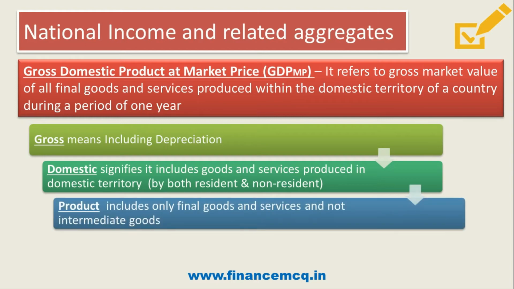Then product. Here product includes only final goods and services and not the intermediate goods. Now what are final goods and intermediate goods? Suppose you go to a shop and purchase a packet of milk, so for you that milk will be a final good because you will consume it. And a dairy company procures the milk from farmers and then sells it to the final customers. So for the dairy company, it is an intermediate good. So just try to remember the difference between these two, that GDP will include only the final goods and not the intermediate goods. So I hope this final and intermediate goods concept is clear.